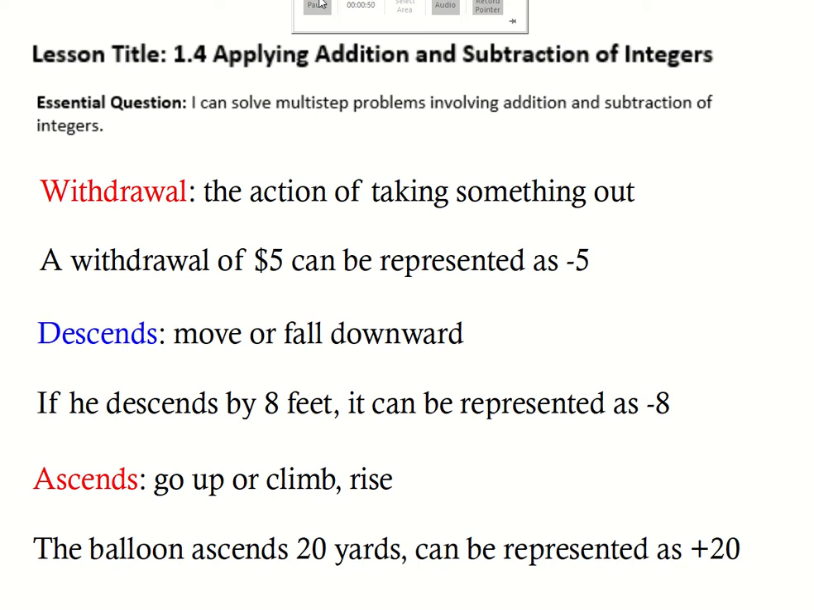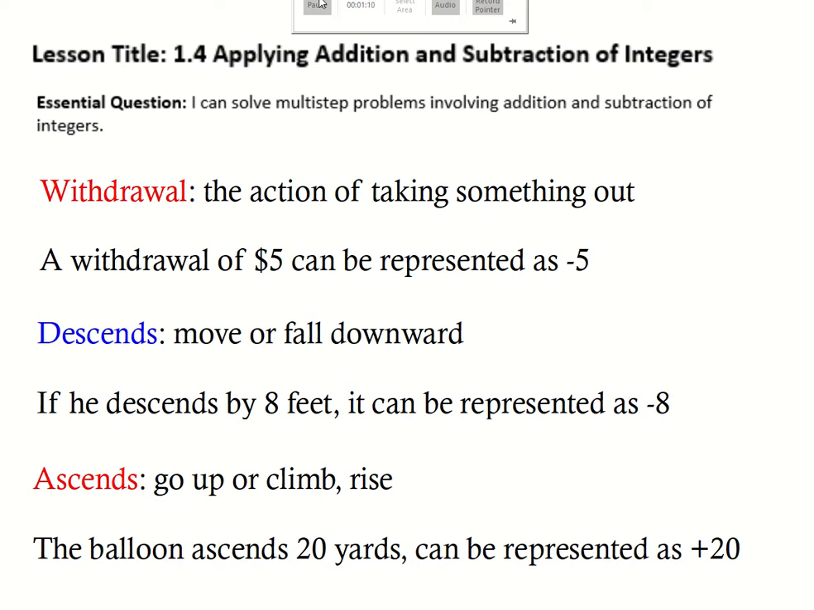So the first one is withdrawal. If we talk about a withdrawal, we're talking about the action of taking something out. In most instances, when you see this in a word problem in math, a withdrawal of $5 can be represented as -5. So if I'm withdrawing $5 out of the bank, I can represent that as -5.